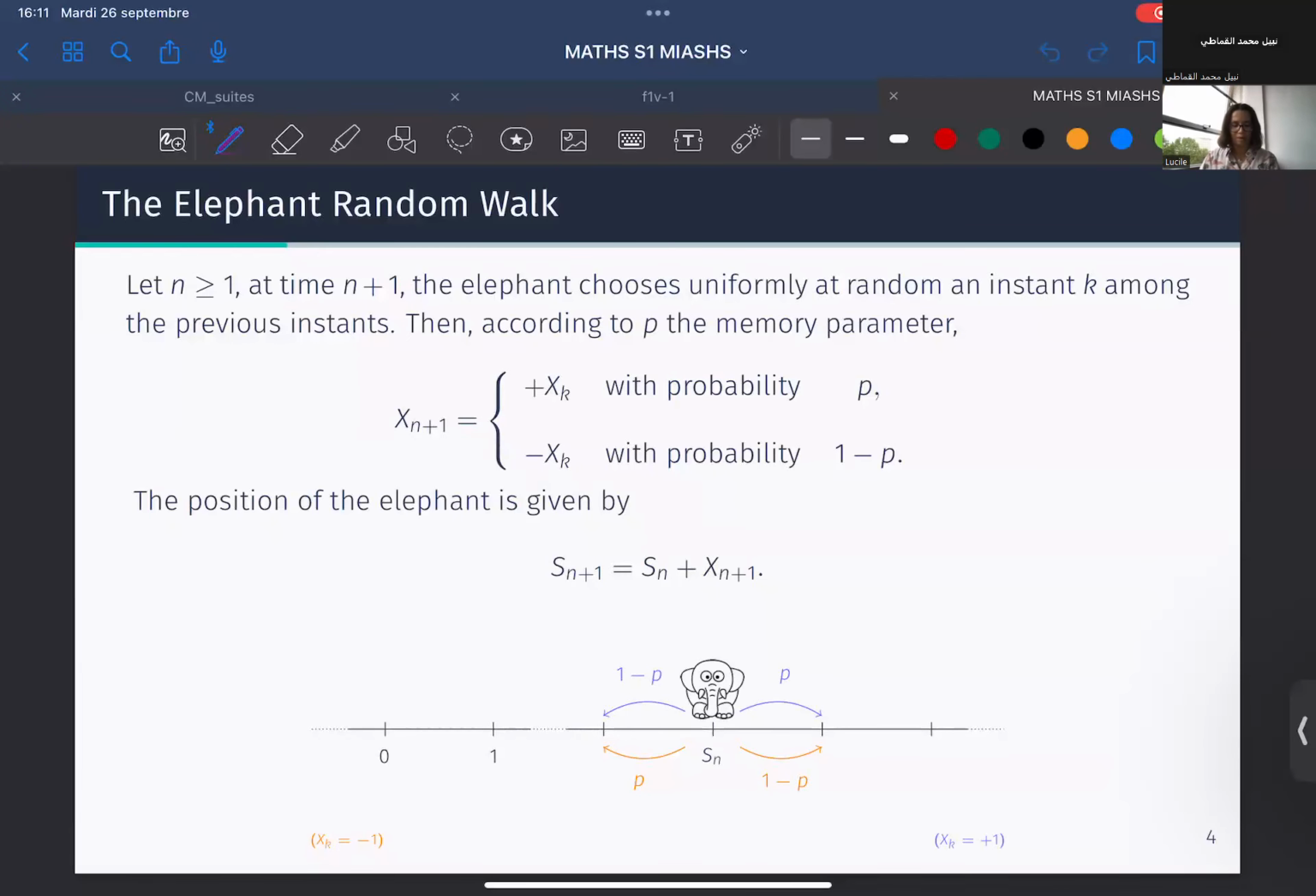So, for example, if the elephant has already performed n steps, then when it chooses a step, if it remembers a step to the right, then with probability p it goes to the right once again, or with probability 1 minus p, it goes to the left. And if it remembers a step to the left, then with probability p, it goes to the left again, or with probability 1 minus p, it goes to the right because it's the opposite.